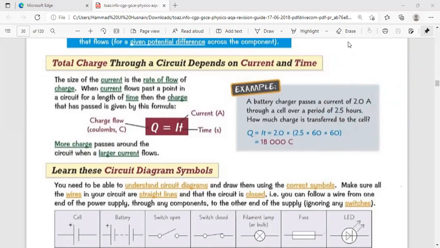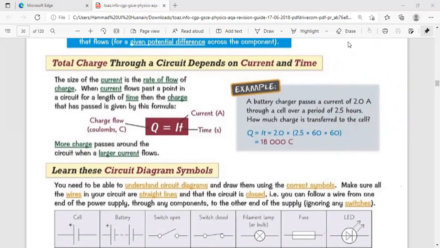I get it now. Okay, here is an example. Let us solve this example. It will further clear your concept. A battery charger passes a current of 2 ampere through a cell over a period of 2.5 hours. How much charge is transferred to the cell?